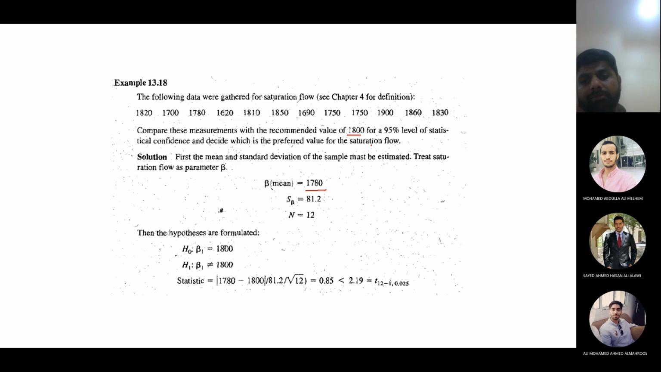Again, I hope you know how to calculate standard deviation, right? Everybody knows how to calculate standard deviation? Tell me.